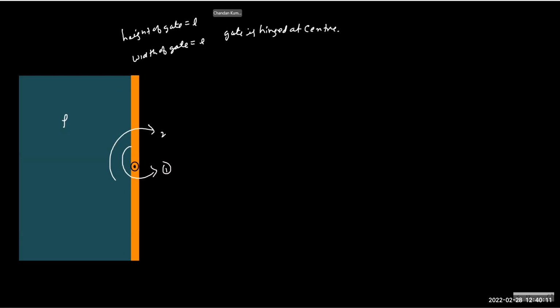So the question is, what is the minimum force that we need to apply at the bottom? Not minimum, just F. How much force will we apply here? It's unknown. To keep the gate vertical.